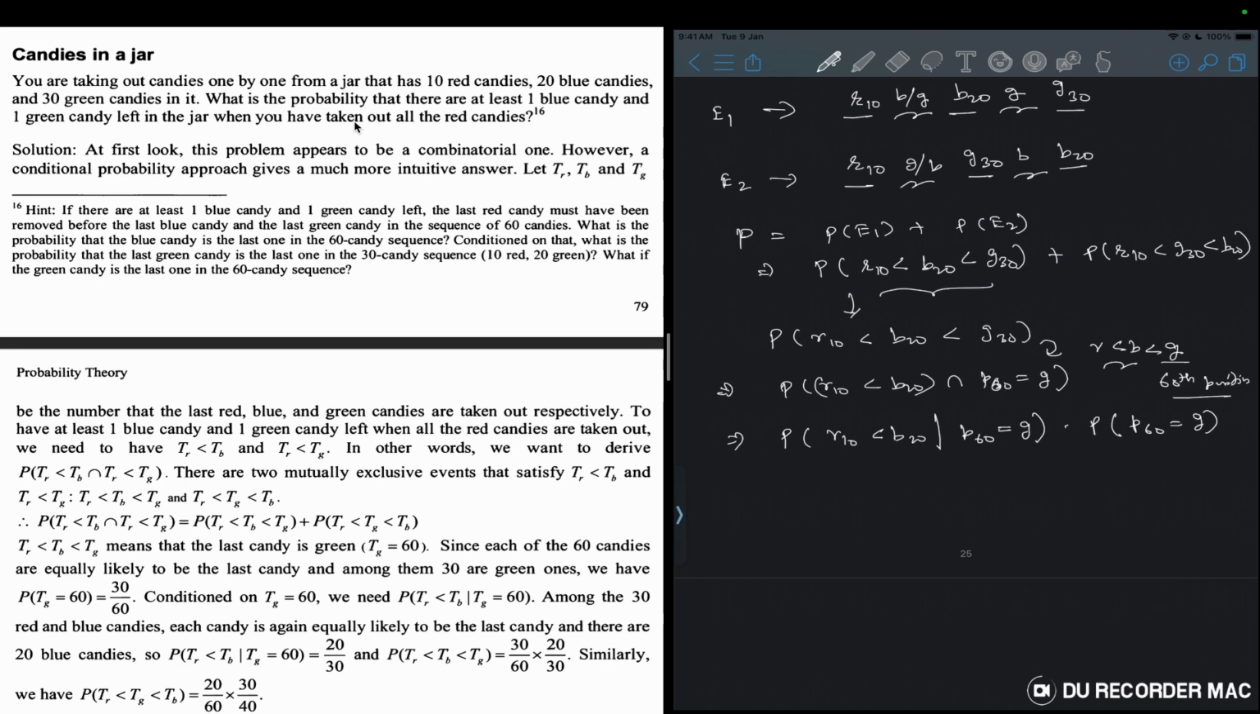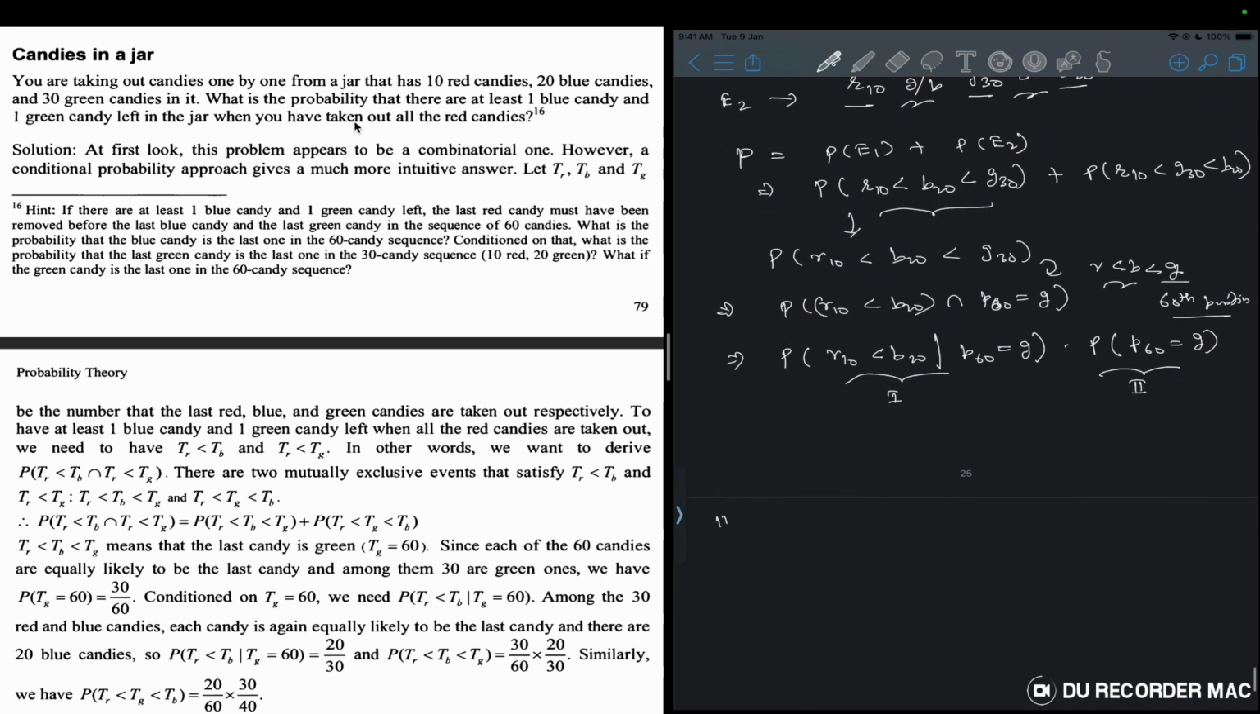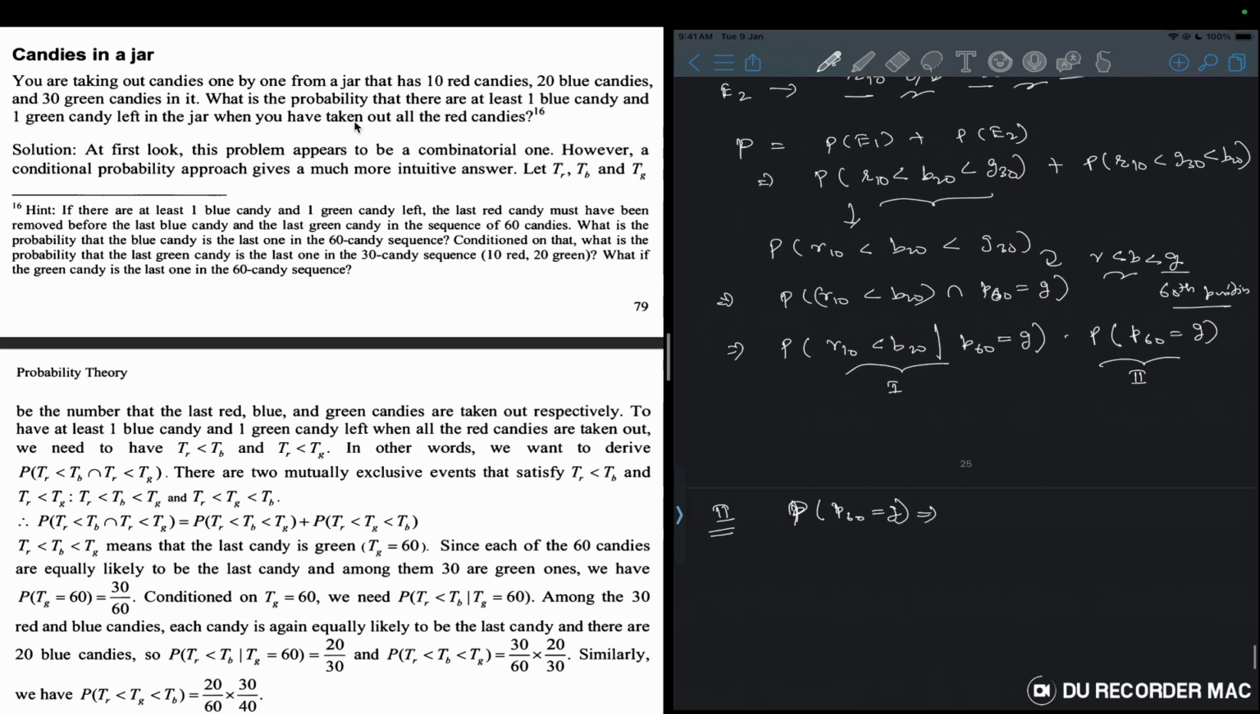Now we have to calculate this and this. First, let's focus on, so I'll name it 1 and I'll name this one second. Let's focus on the second. What is the probability that P60, position 60, is green? There are a total of 10 red candies, 20 blue candies and 30 green candies.